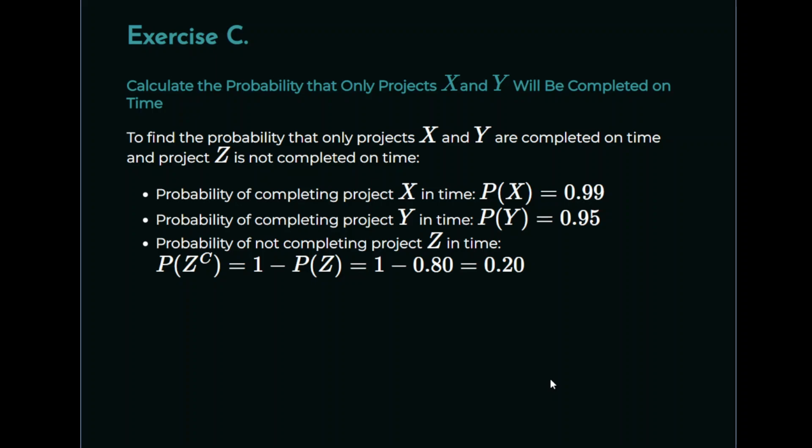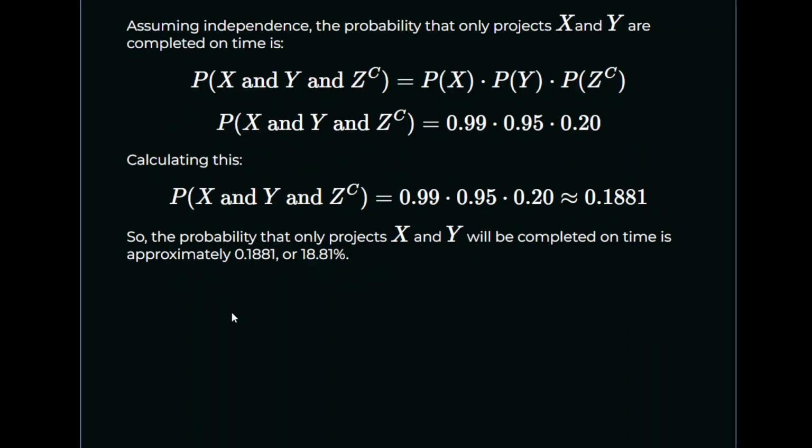So essentially what we have to do here is determine the probability of the complement of Z. So the probability of Z complement. The complement event means that this is not finished in time, so I have a little C there to denote the complement event. The probability of that is 1 minus the probability of Z. So it's 20%, which makes sense. If there's an 80% chance it's finished in time, it means that there's a 20% chance that it is not finished in time, and that is what the complement of Z means.